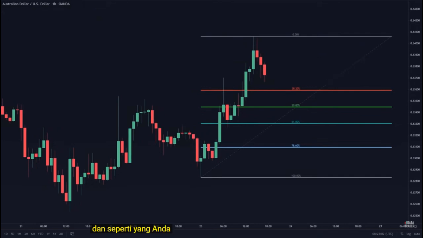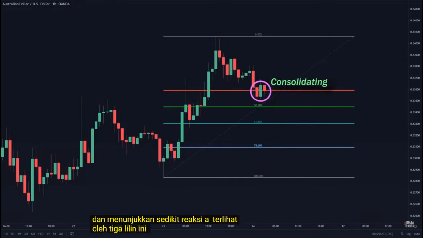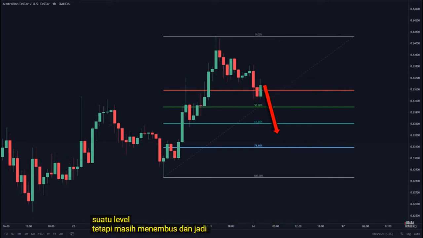And as you can see, the price made a pullback towards the 38.2% level and showed a slight reaction as seen by these three candles consolidating at this level. But again, a reaction doesn't equal a trade because price can always react to a level but still break right through. And so we also need signs of upwards momentum.